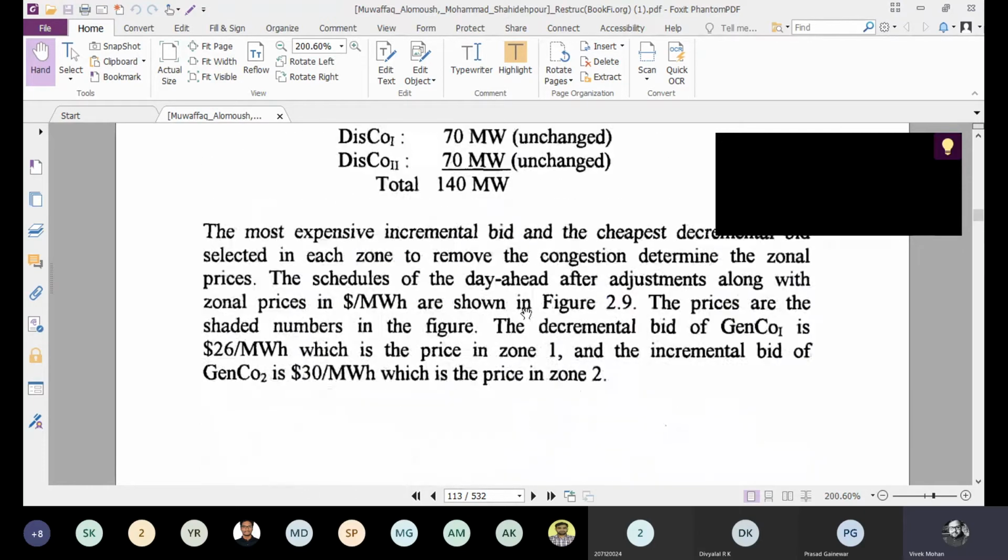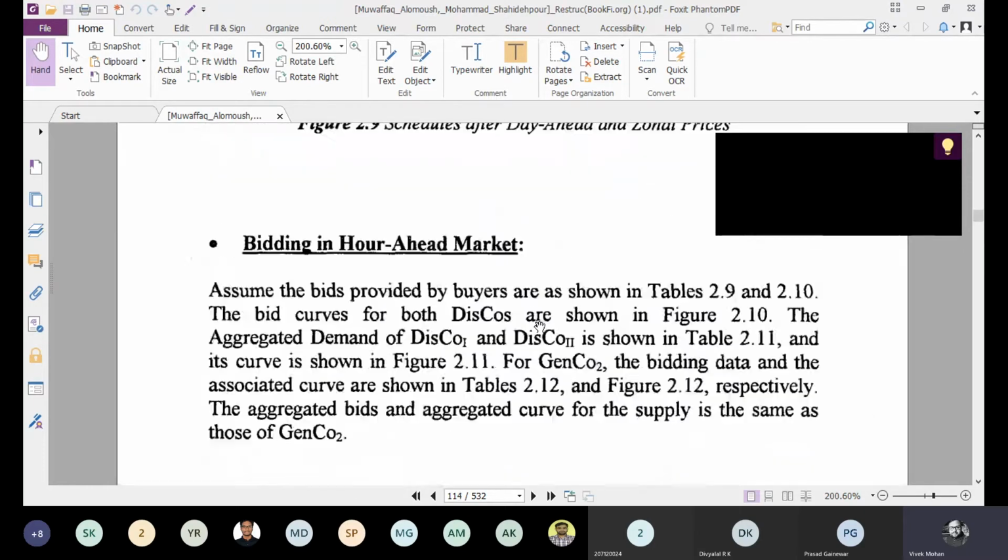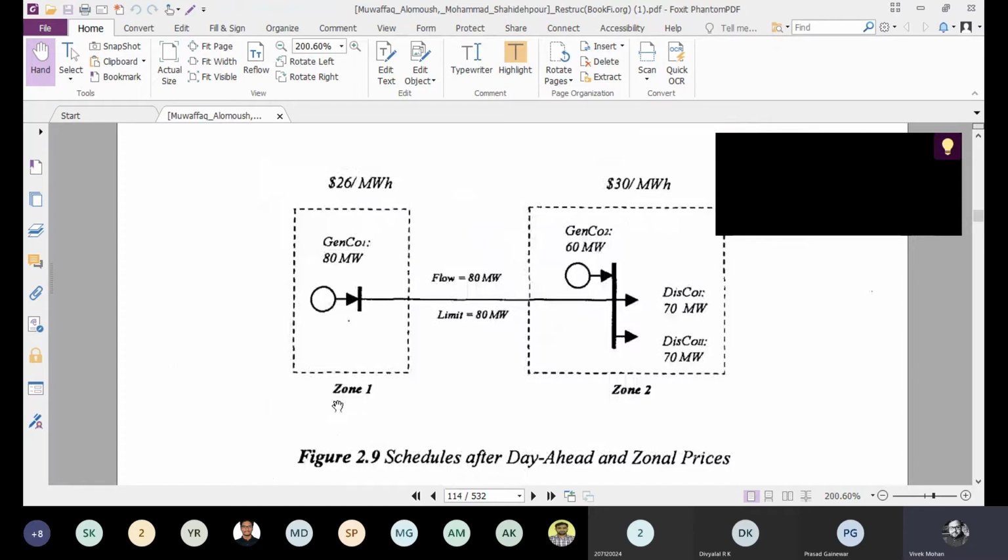So here we are finding the zonal prices. What about the zonal price of zone 1? It is $26 per megawatt hour. Only one Genco has given the bid here. Now what about zone 2? In zone 2, Genco 2 is the only one there, so definitely it is $30 per megawatt hour. If multiple Gencos are there, then this is the guideline. Okay. Now schedules after day ahead and zonal prices.